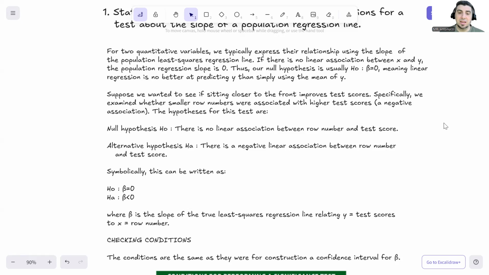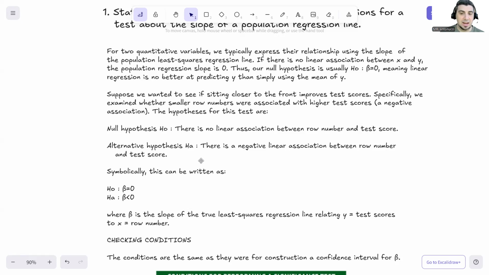But suppose we wanted to see if sitting closer to the front of a class improves test scores. So we're going to look at a little example here. Specifically, we examined whether smaller row numbers were associated with higher test scores, so a negative association. In other words, the closer you sit, the higher your test scores. So the hypothesis for these tests would be the null is there is no linear association between row number and test score. Remember, the null hypothesis is the dull hypothesis. The alternative would be there is a negative linear association between row number and test score.